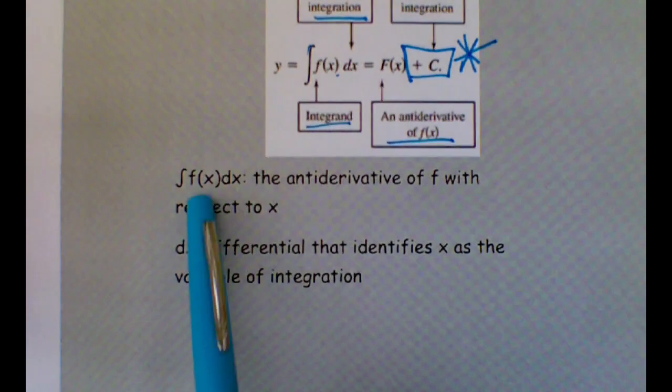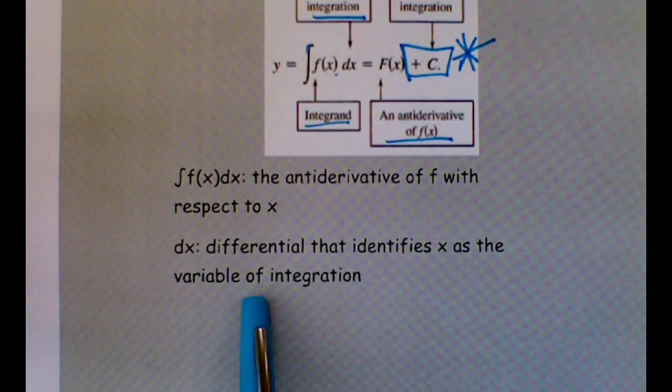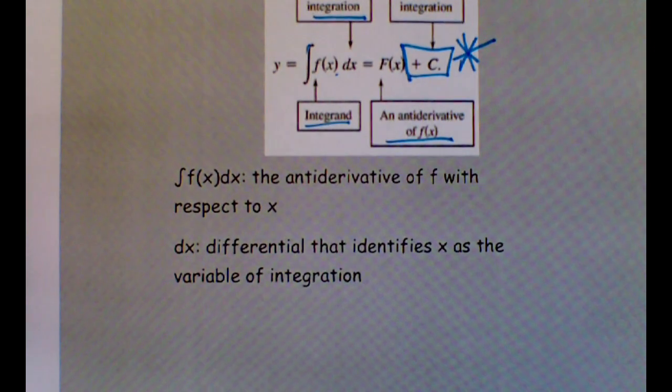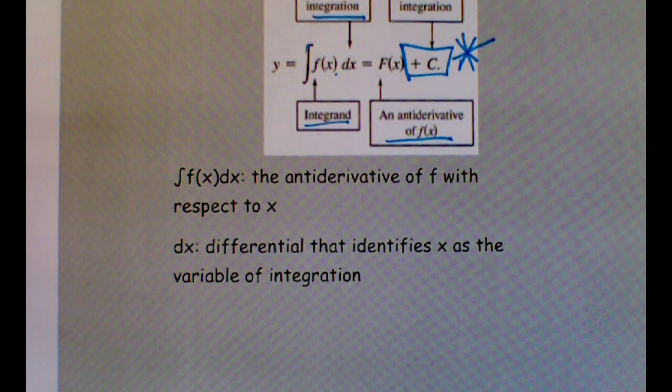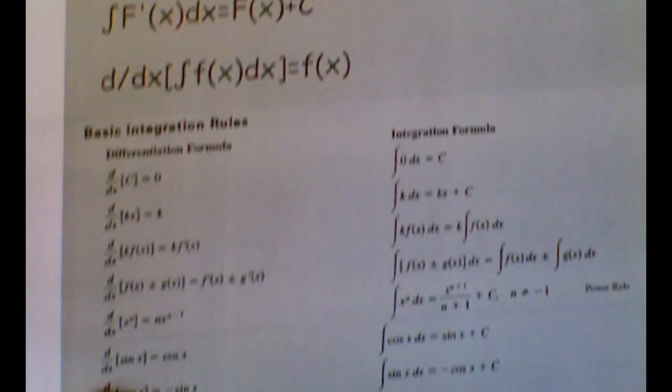So, antiderivative of f with respect to x. That's what that means. dx means it's a differential, and that identifies that x is the variable of integration. If I had a dt, that means t was the variable of integration. It's just like when we took derivatives. If I took a derivative with respect to t, I may have needed a dt in my function. The dx has to identify the variable that we took the derivative of.